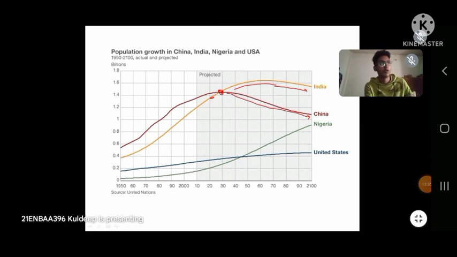Now let's look at the United States. The United States has a very steady population rise. The population is rising, but it's very steady. The slope is very gentle. So the increase in their population is very slow, very steady. And if you talk about Nigeria, the population of Nigeria will continue to rise in the future. It is expected, as you can see here.